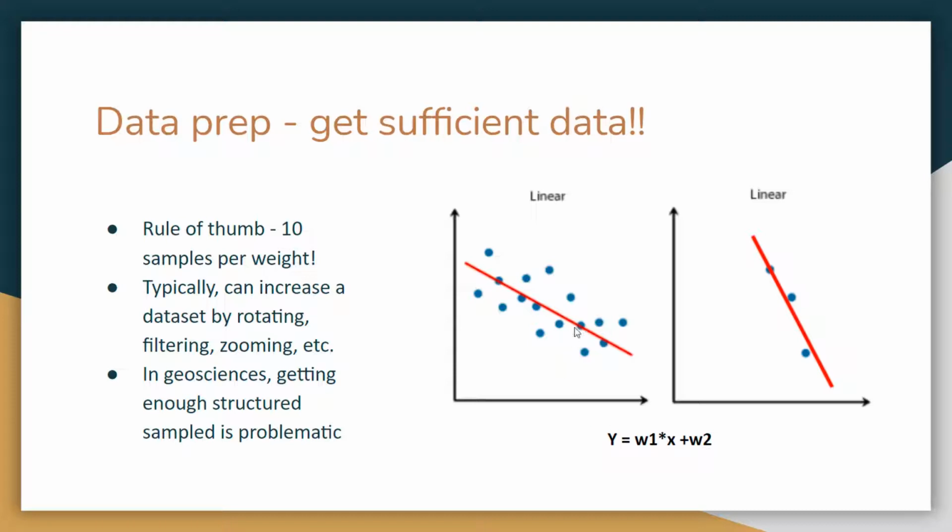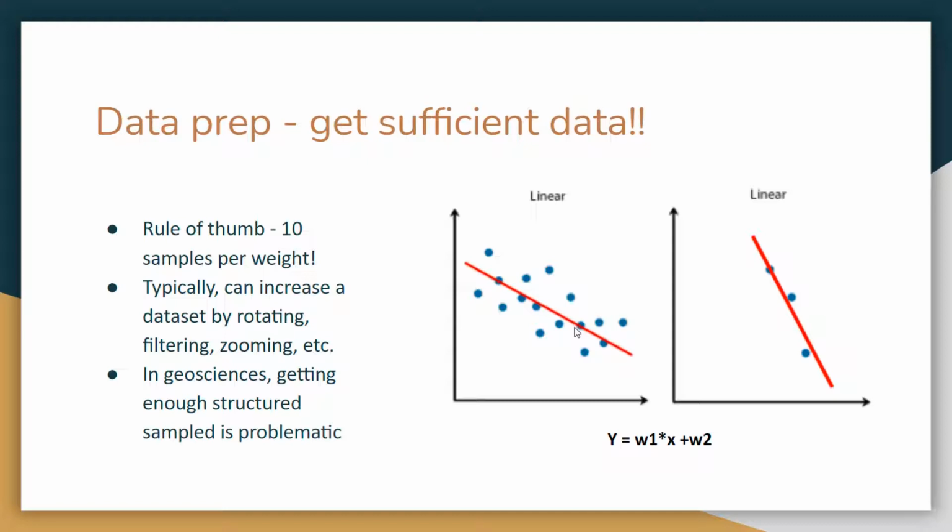But I think a good rule of thumb that I've heard is that you should have at least 10 samples per weight that you are training. Just take that into consideration. If you are training a really heavy neural network with many parameters and 1,000 samples, that's definitely not enough data, and you'll almost 100% be overfitting. So yeah, getting enough data is definitely the most important part of this.